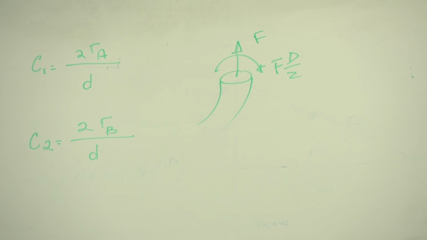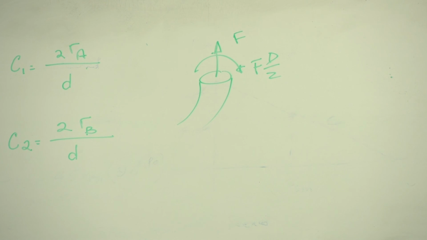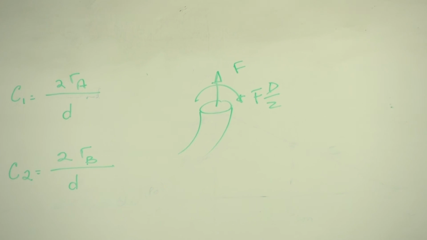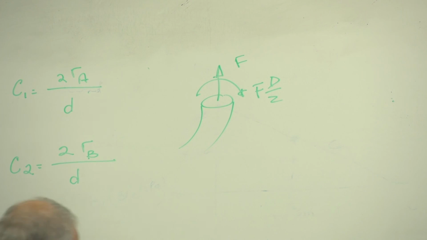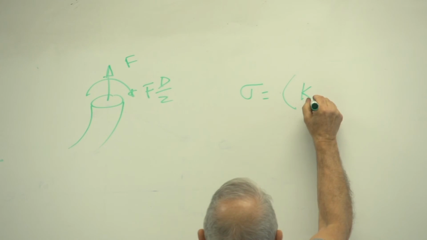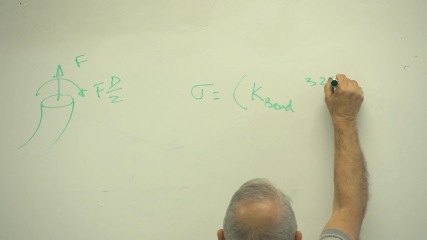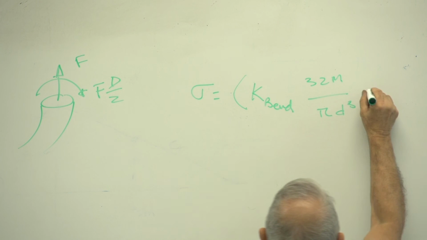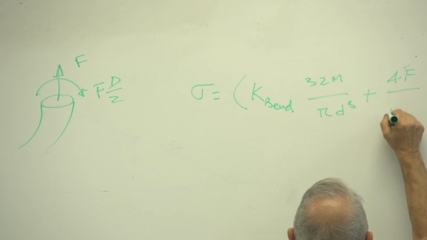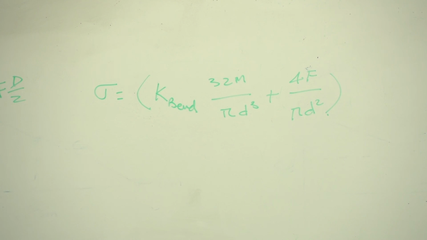And a moment, Ft over 2. So that section is under axial load and bending. Therefore, the stress to which you will apply this stress concentration factor for that section will be given by sigma is equal to K bending times 32 m divided by pi d cubed plus 4f divided by pi d squared. And m, of course, is Ft over 2. This is m.